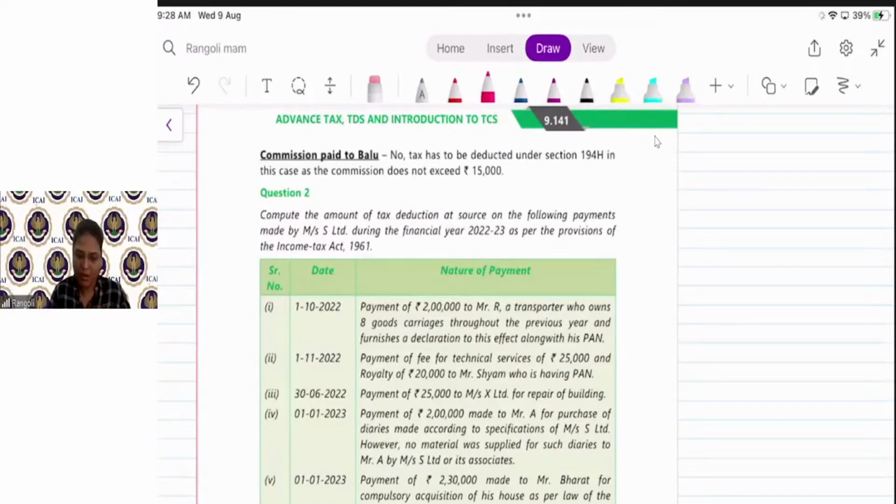Next, compute the amount of tax deduction at source on the following payments made by Messrs. S Limited. See, here the payer is a company, so we need to check whether TDS is applicable or not as per the given section.